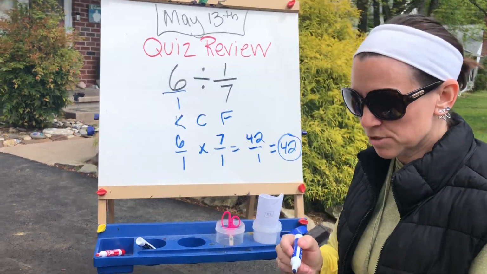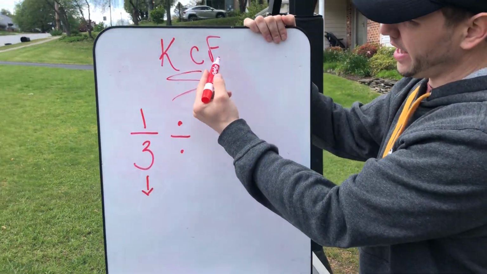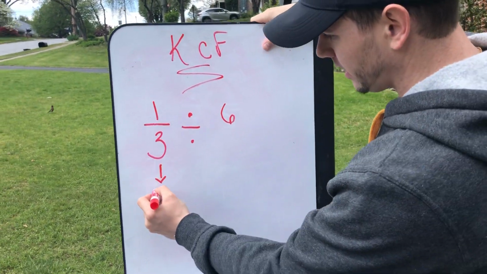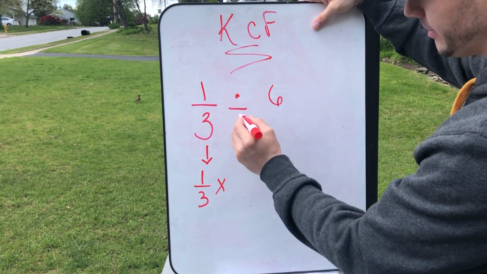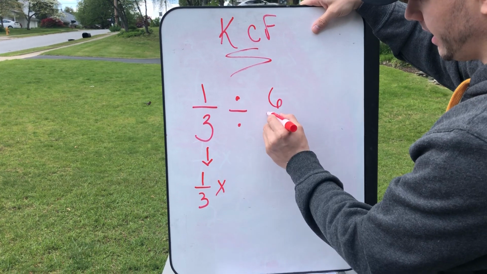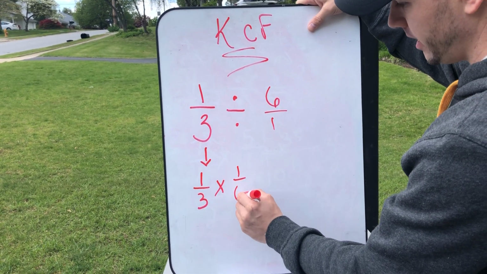All right, last one to Mr. Curry. All right, again, K stands for keep, C, change, F, flip. We're going to keep it. Again, I'm rewriting it so I'm nice and neat. 1/3 times, because we're changing the sign. And then in order to make 6 into a fraction, pop a 1 underneath it. Now we're going to flip it.